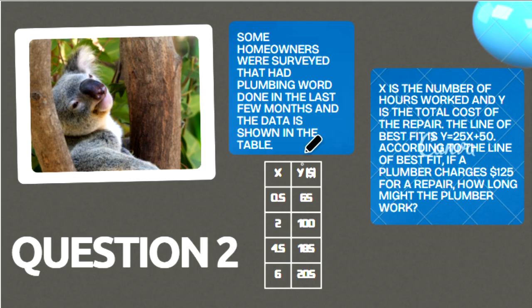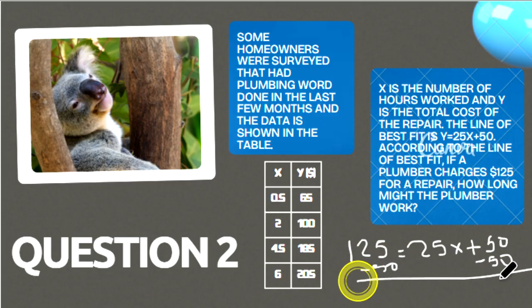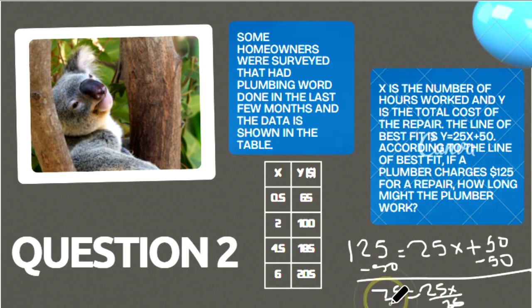So the amount that he charges for the repair is Y. So for our formula, we're going to put 125 for Y equals 25X plus 50, and we're going to solve for x. So let's subtract 50 from each side. That's going to leave us with 75 is equal to 25x. We're going to divide both sides by 25, which is going to leave us with x is equal to 3.